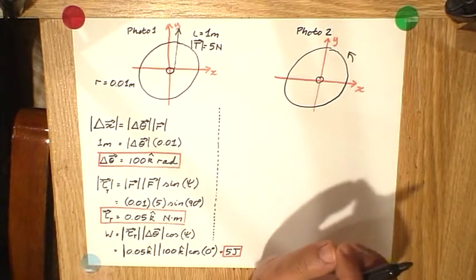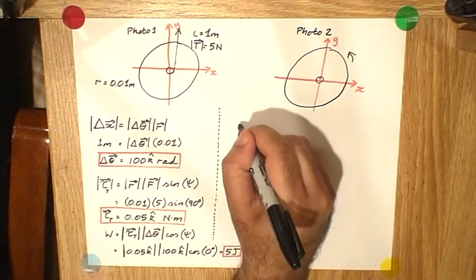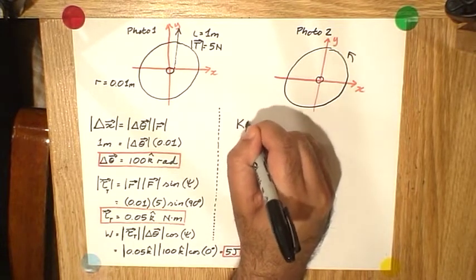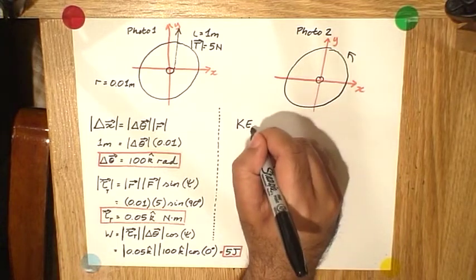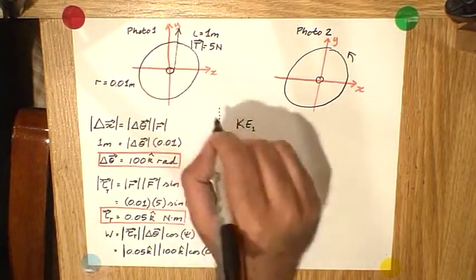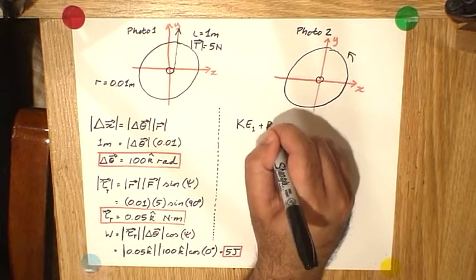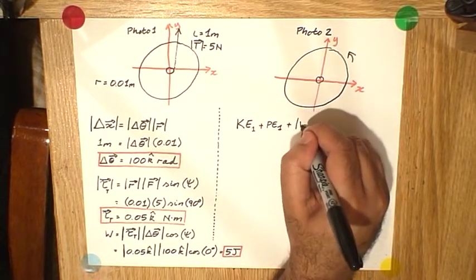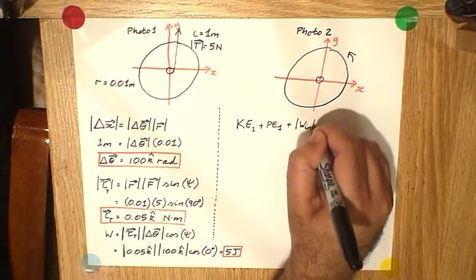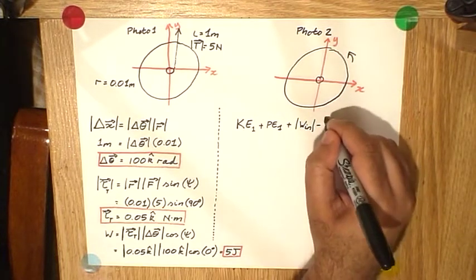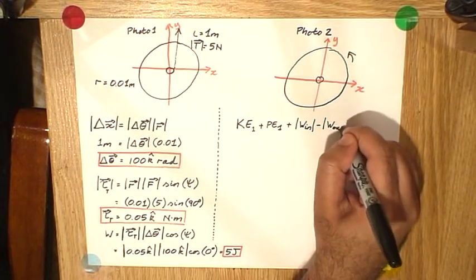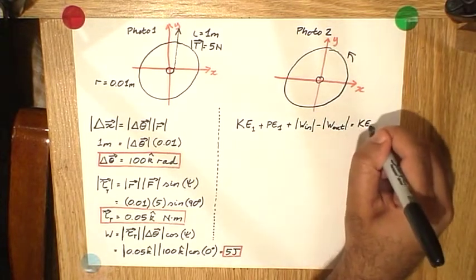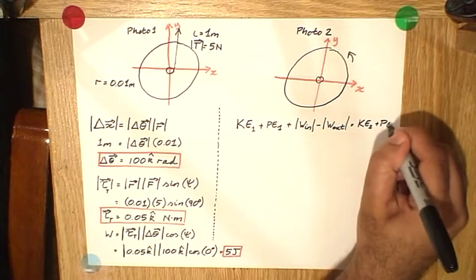Let us use our trusty equation, conservation of energy, one of the fundamental rules of the universe. Conservation of energy says the kinetic energy in photo 1 plus the potential energy in photo 1 plus the amount of work that comes in, the work gained from forces, minus the work lost through forces, is equal to the kinetic energy in photo 2 plus the potential energy in photo 2.